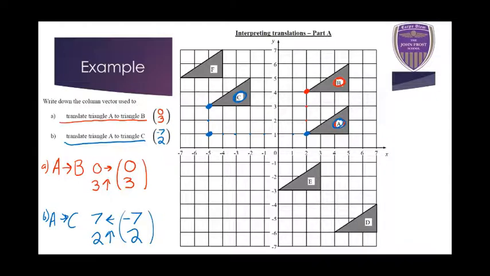So copy those answers down in your book. Show your workings out on the bit of paper, on your graph paper if you like, and then pause the video and have a go at these last set of questions, okay? So again, interpreting translations, part A and part B, okay? Best of luck.